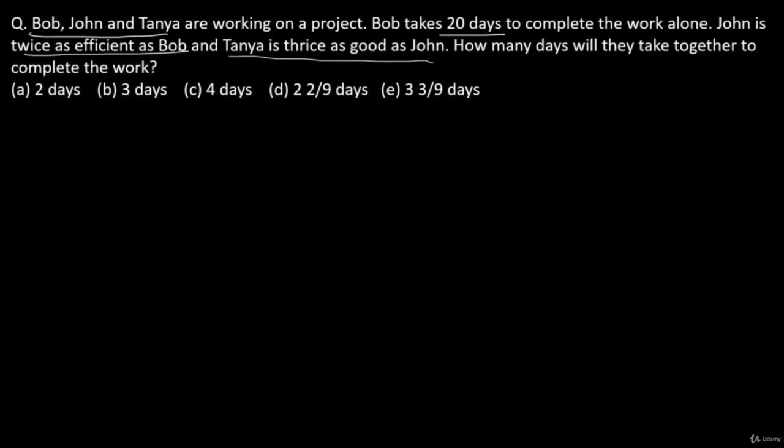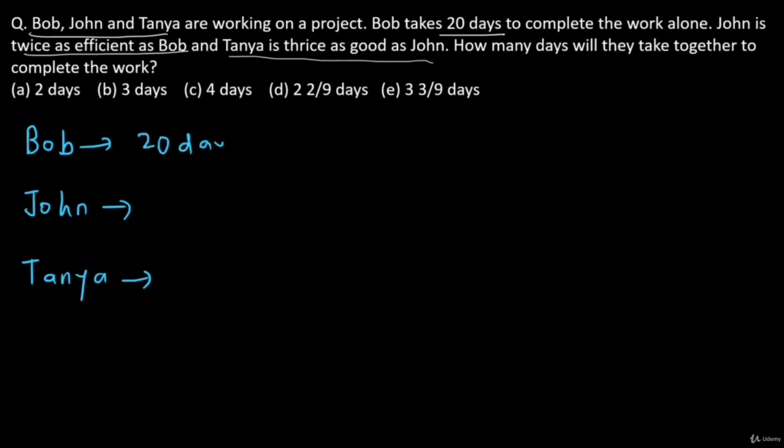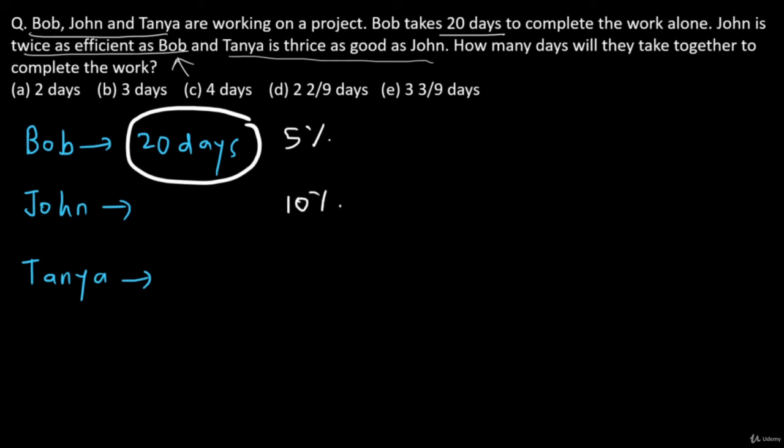Let's do it together. Now over here we have Bob, John and Tanya. Now it's given that Bob takes 20 days to complete the job on his own, right? So in one day he would do 1 by 20, that is 5% of the work. Now it's given that John is twice as efficient as Bob. That means in one day he will complete 2 times the work, that is 10% of the work. And Tanya is thrice as good as John. So in one day Tanya will complete 3 into 10, that is 30% of the work.